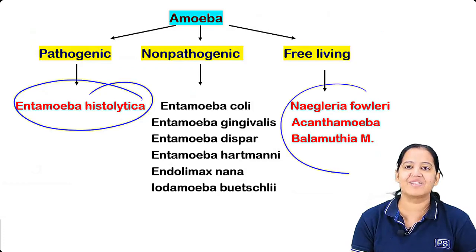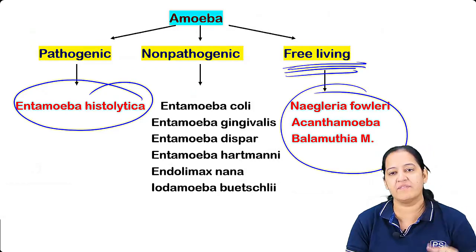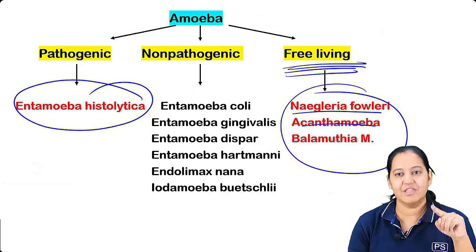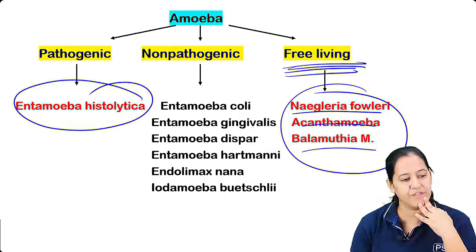Can I start the next three? All of them are free living amoebas. I'm starting with Naegleria fowleri, then Acanthamoeba, then Balamuthia. They're very small, hardly 2 minutes. They are very small. All of them are free living amoebas.